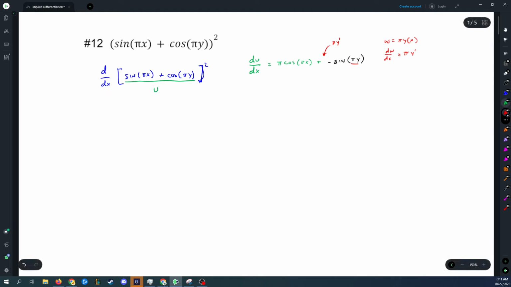So if I rewrite this, just so it's a little more clear, I'm going to have pi cosine pi x, not pi of x, minus pi y prime times sine of pi y. Okay. So now we go back to our original level. I know, right? This is horrible.